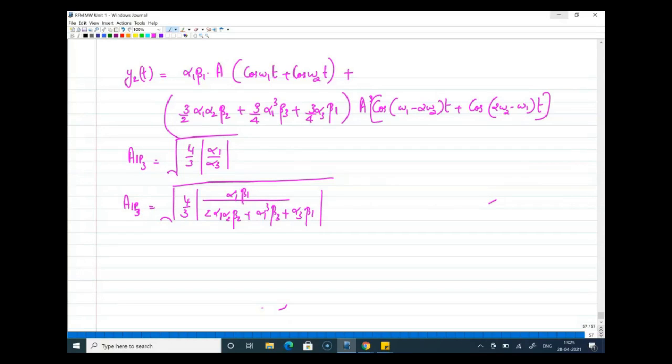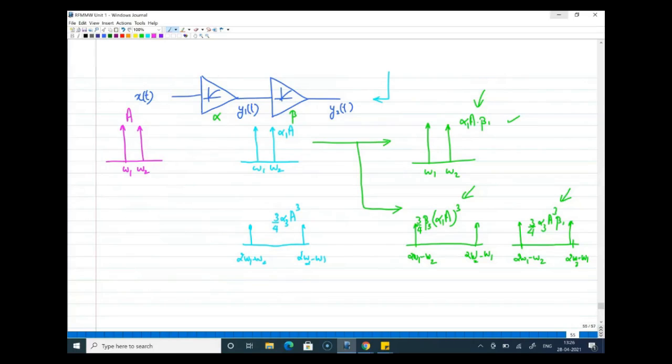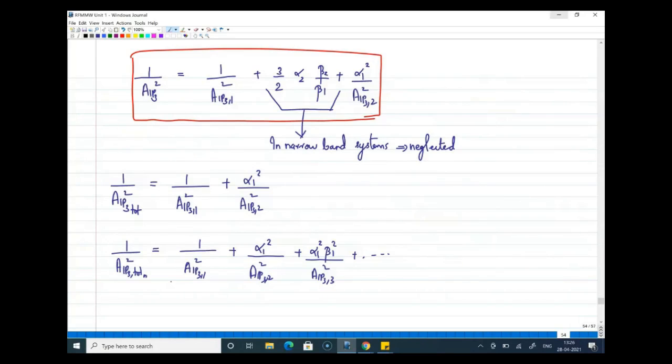And now probably you can appreciate why I said that in narrowband systems this term will not be there. If the system is narrowband, terms like omega 2 minus omega 1, 2 omega 1 and 2 omega 2 will not be present at the output of first stage. In that case, no need to consider the third term. We can confidently say that in narrowband systems we can neglect this term, because it is available at the output due to the presence of second harmonic and IM2 terms at the output of first stage.